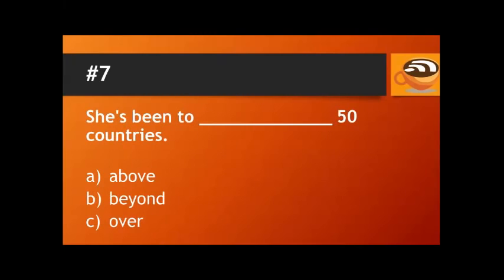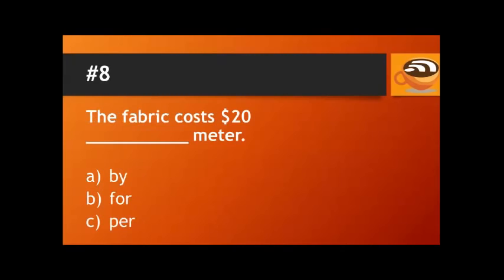Number 7. She's been to above, beyond, or over 50 countries. The correct answer is over. She's been to over 50 countries. Number 8. The fabric costs $20 by, for, or per meter. The correct answer is per. The fabric costs $20 per meter.